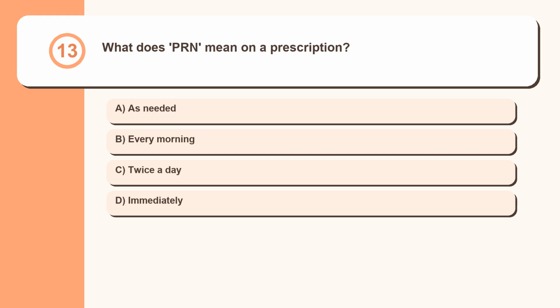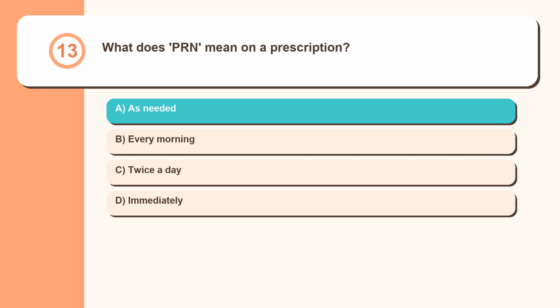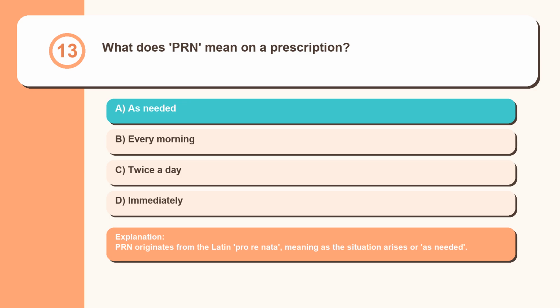Question 13. What does PRN mean on a prescription? As needed, every morning, twice a day, immediately. PRN originates from the Latin pro re nata, meaning as the situation arises or as needed.